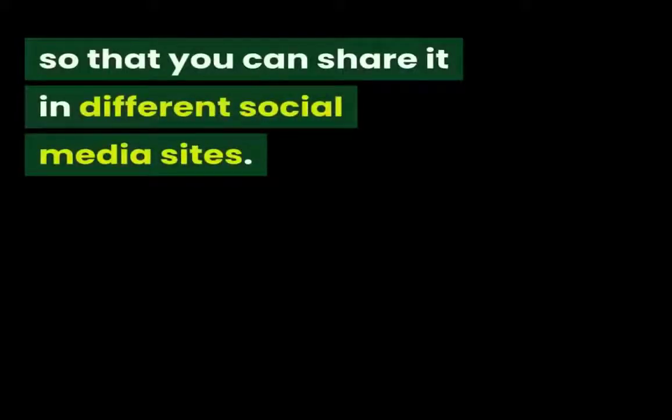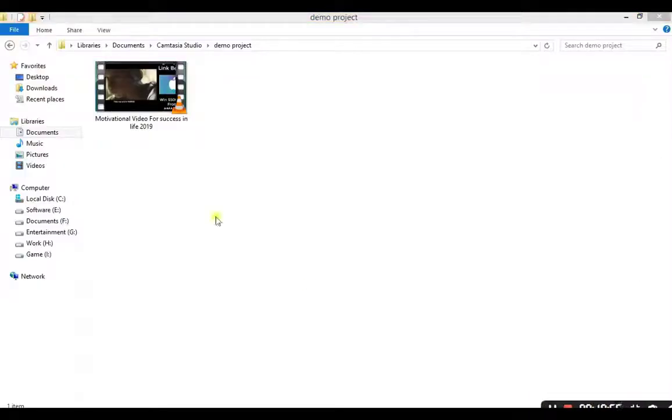Third step is to put the relevant hashtag and your YouTube channel name in the video description, and don't forget to put your offer link there. Fourth step is that while uploading your video, make it unlisted, and after the 100% upload finishes you will get a link. So copy that link in Notepad, so that you can share it on different social media sites.